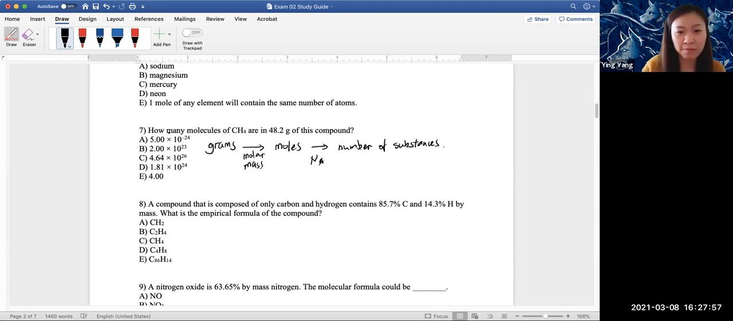So for this question, what is given is the grams, and we need to find the number of molecules. So first from grams, we need to find the number of moles, and from the number of moles, we find the number of molecules, right? So let's just do them step by step. Of course, you can do everything in just one step after you are more familiar with this conversion, but for now let's just do it in steps.